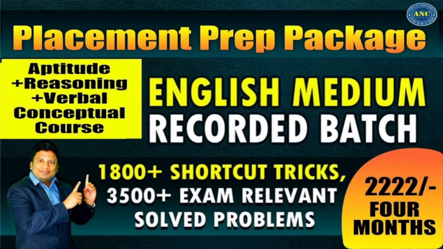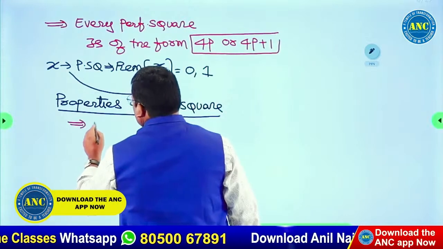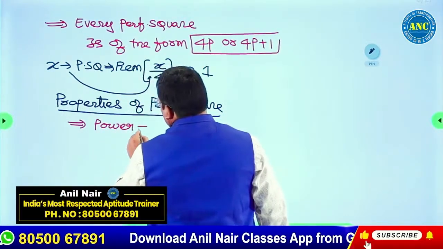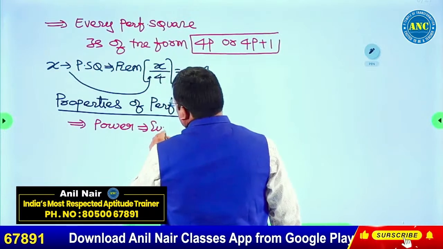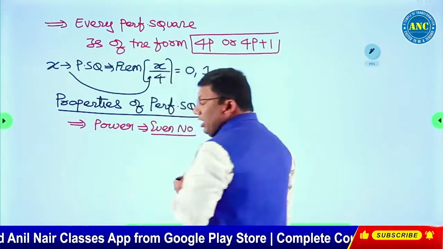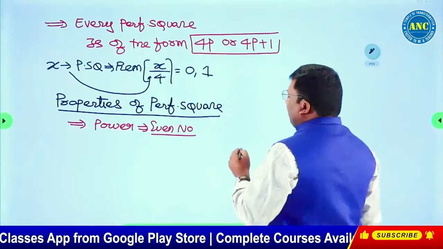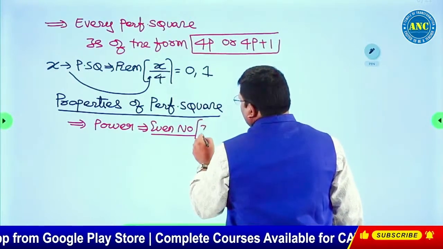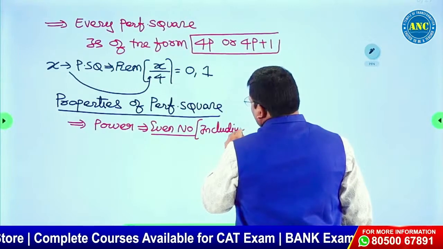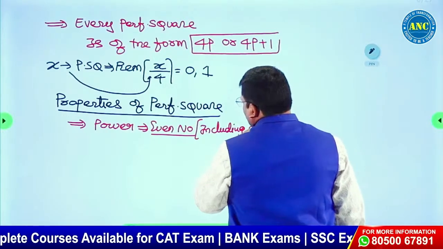The first property of a perfect square is that the power should be an even number, including 0. Already we discussed.